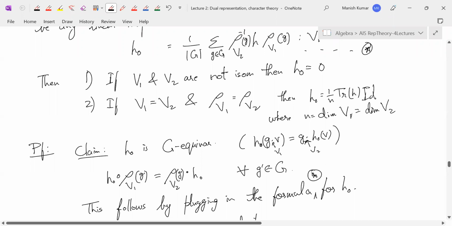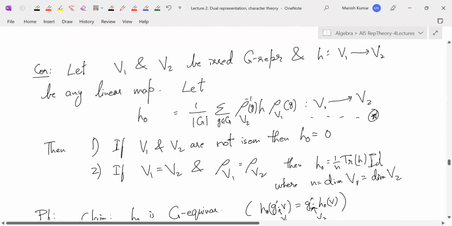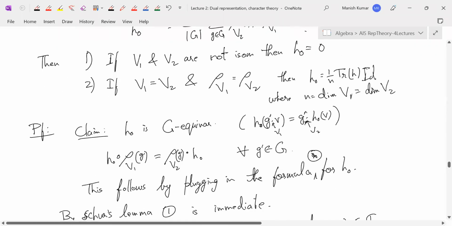by definition, H naught of G dot V should be G dot H naught of V. If I want to write it in terms of this rho, what it means is that H naught composed with rho V1 of G prime should be rho V2 of G prime composed with H naught, for all G prime in G. Instead of G, I'm putting in G prime because G comes in this formula, so I want a different symbol.